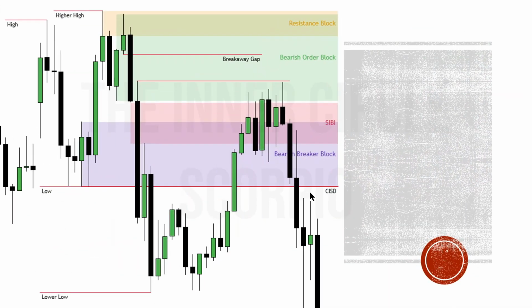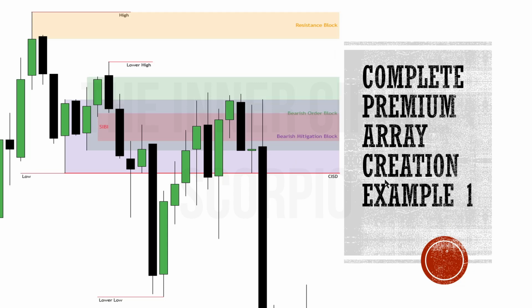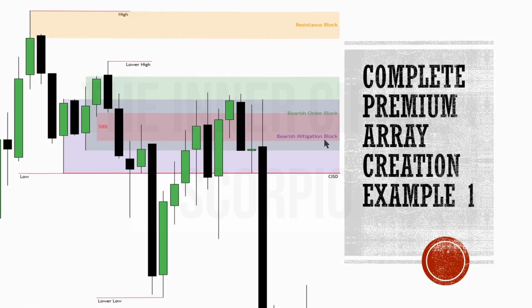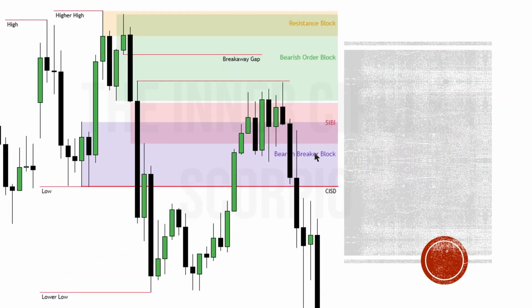This is a second example. In this example, I wanted to add a breaker example. If you see here, it was a bearish mitigation block, and here it is a bearish breaker block. We made a high, we made a low, we made a higher high, we made a lower low, which makes this guy over here a breaker. We made a SIBI.